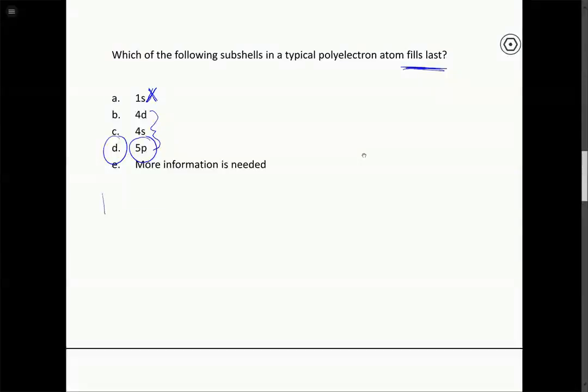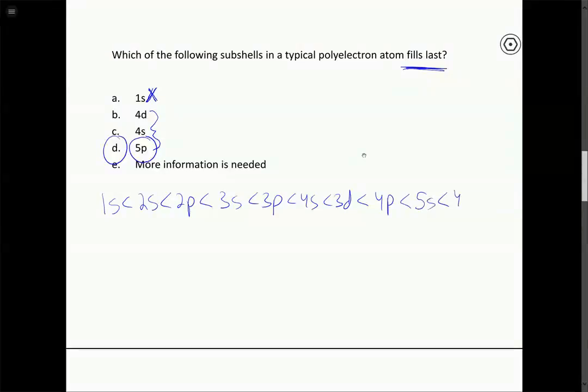The periodic table allows us to predict the ordering for all of the subshells, and again, it's going to be 1s, 2s, 2p, 3s, 3p, 4s, 3d, 4p, 5s, 4d, 5p. So the ones that are relevant are all listed here.